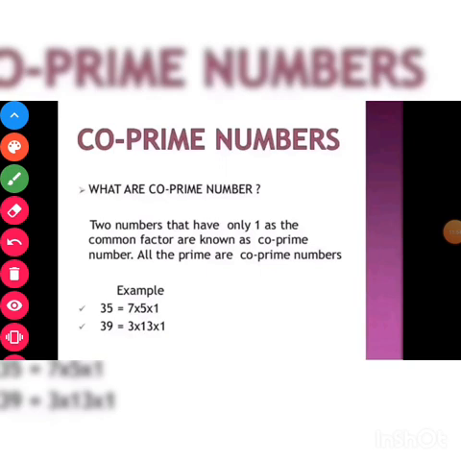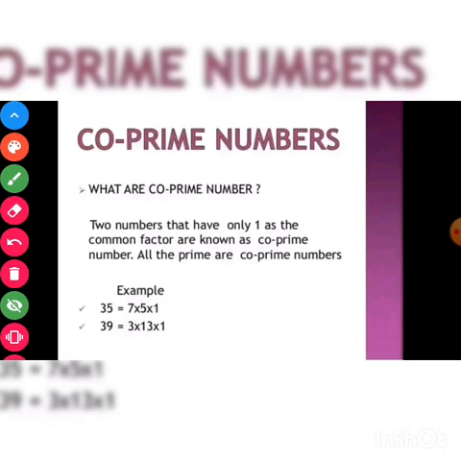Now the next topic we are going to study is coprime numbers. So what are coprime numbers? As the name suggests, coprime, but it does not mean that you are always having prime numbers only. A pair of a composite and a prime number is also a coprime pair. So now let us define what a coprime number is.